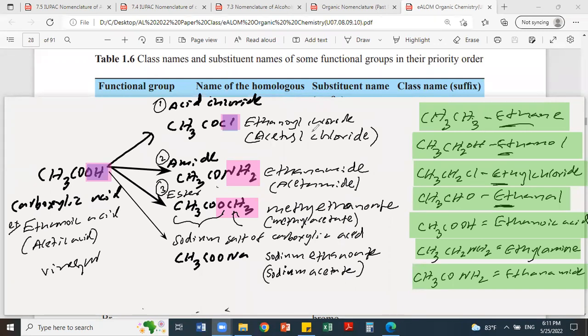Right. Shall I erase this? This green one, shall I erase? So you should better keep a separate short notebook for organic. Then you have a set of very useful short notes at the end.